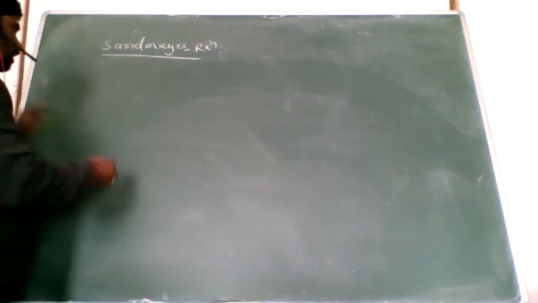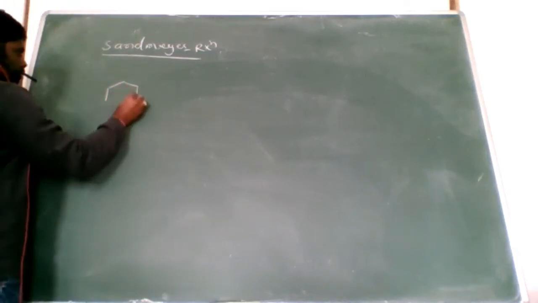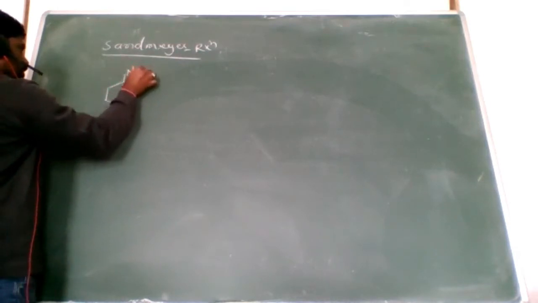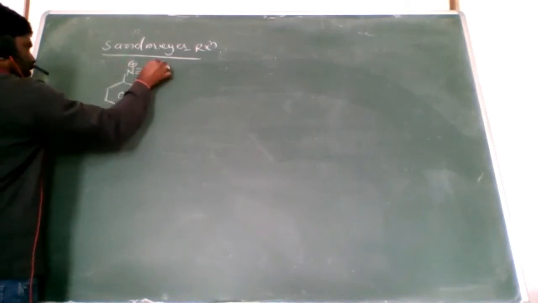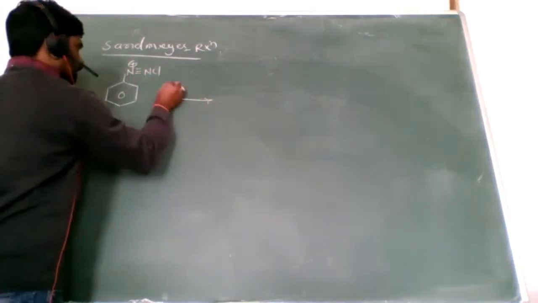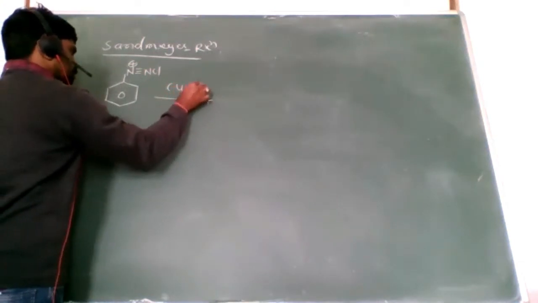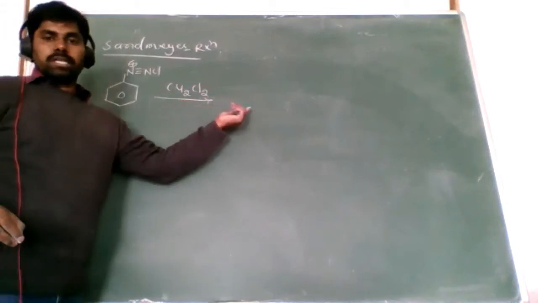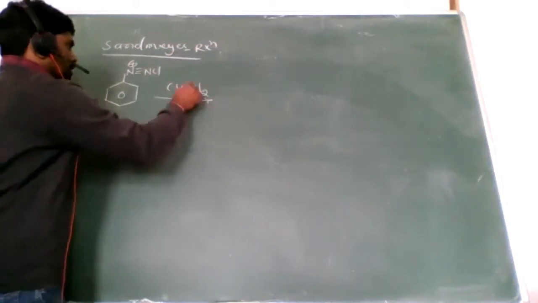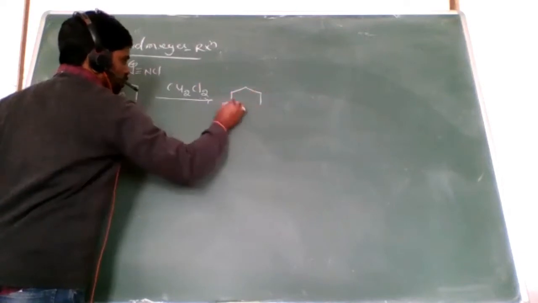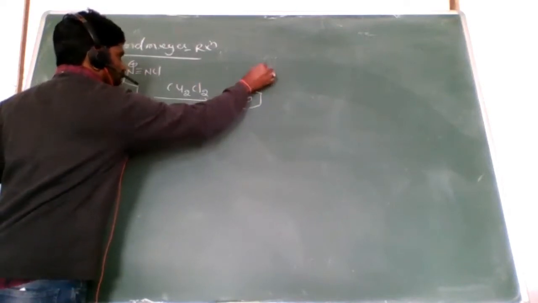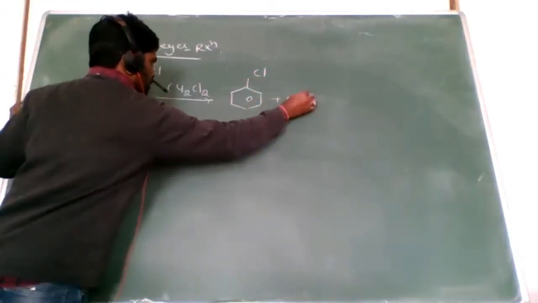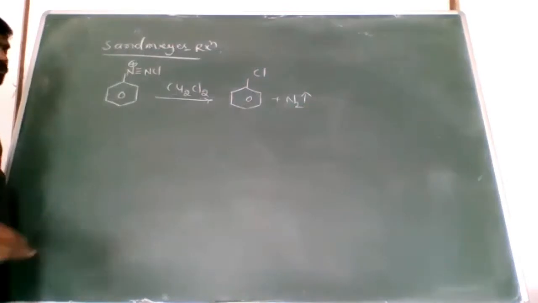So look here. Now I'm taking the diazonium chloride. This is the diazonium chloride, a salt. Now it reacts with the cuprous chloride to form the corresponding haloarene. Chlorobenzene is formed, and nitrogen gas is evolved. This is the Sandmeyer reaction.